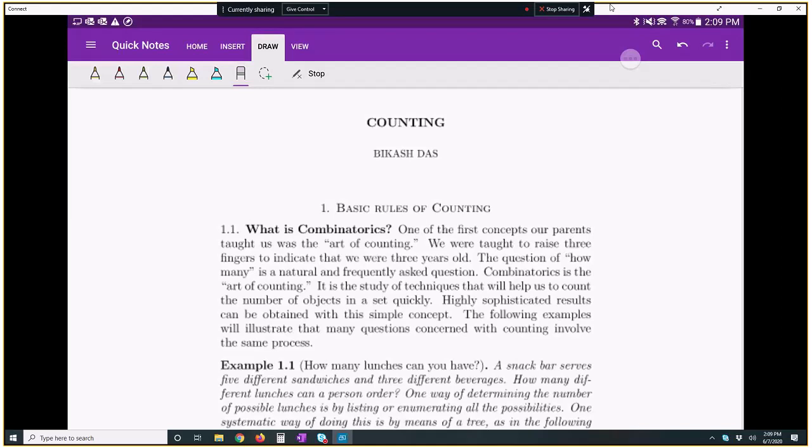So this will be our first lecture in the module on combinatorics or counting. So what is combinatorics? Well, combinatorics can be described as the art of counting. It's the study of techniques that will help us to count the number of objects in a set quickly. There are highly sophisticated results that can be obtained using simple concepts. And the following examples will illustrate the many questions concerned with counting.